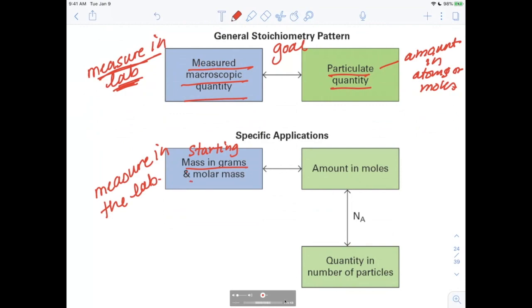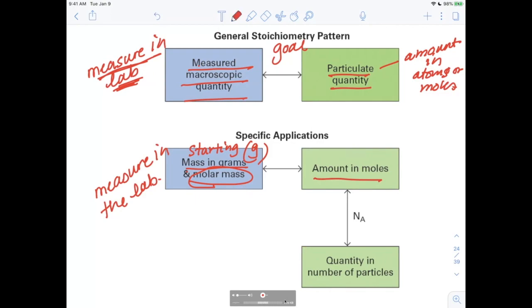So you can measure the mass of a chemical in grams in the lab. You will use the molar mass to go from the grams, and then you will get moles. You can't go from grams directly to number of particles. Okay, you have to go from grams.